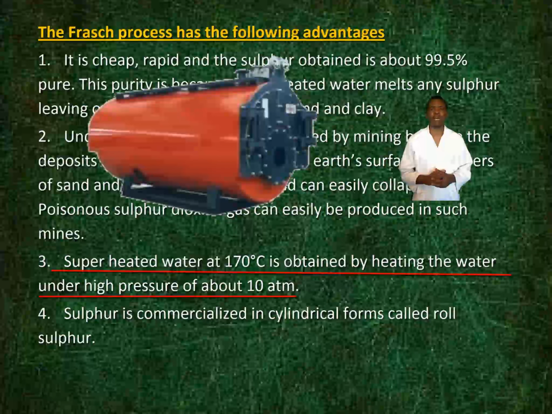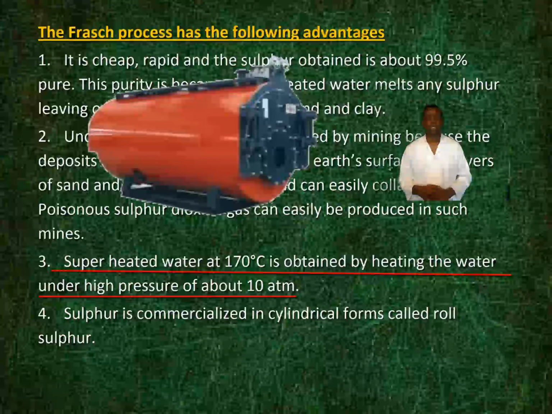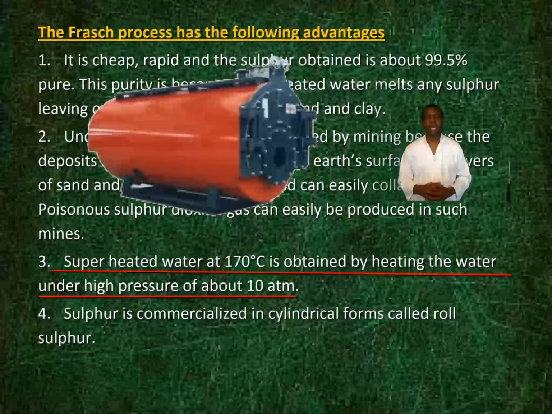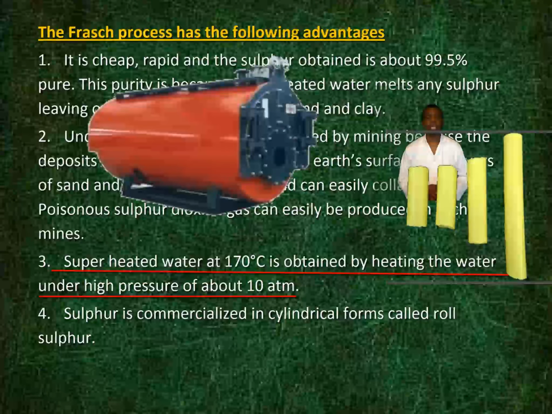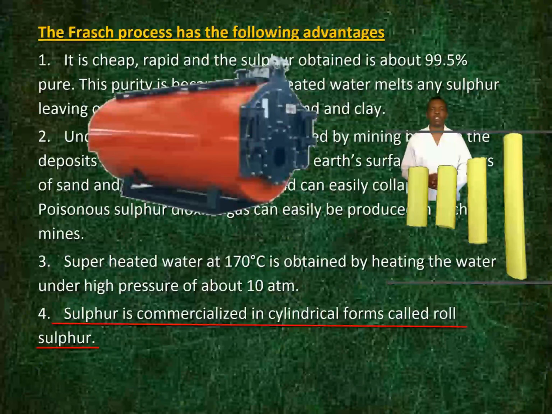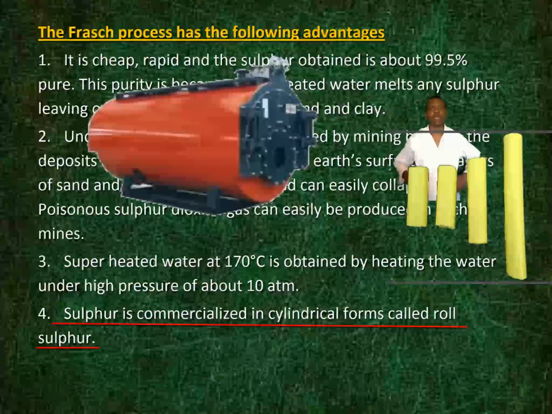Superheated water at about 170 degrees centigrade is obtained by heating the water under high pressure of about 10 atmospheres. Sulfur is commercialized in cylindrical forms called rolled sulfur.